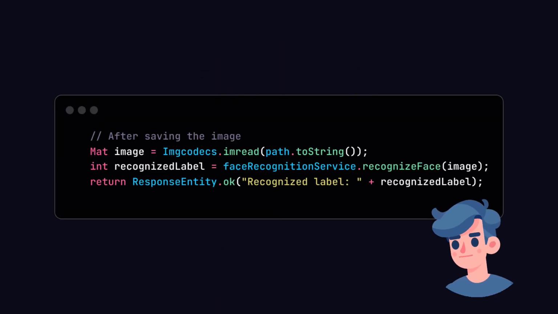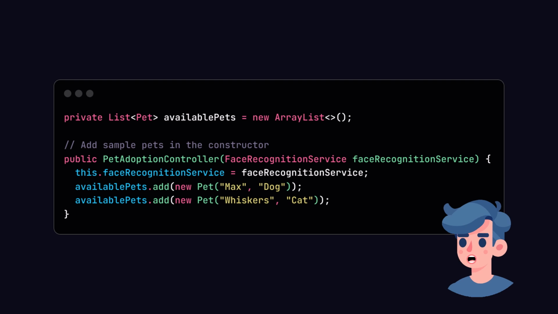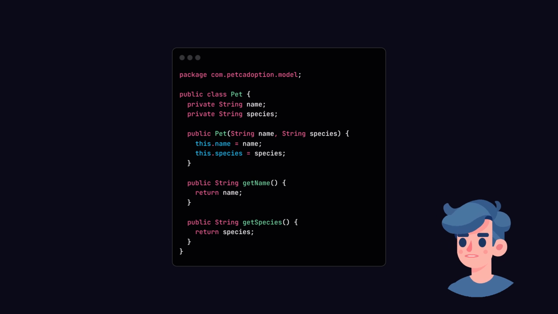Next, we will implement the recognition part. After the image is uploaded, we'll process this image to identify the user. Let's integrate the face recognition service into our upload method. With the recognition in place, let's focus on the best part, the pet database. You would typically store pet data in a database, but for simplicity, let's create a list of pets within our PetAdoptionController. We create a simple Pet class which will represent available pets for adoption.